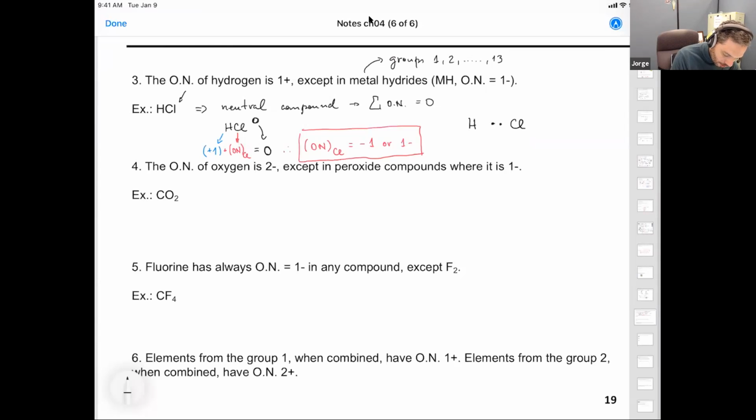So the pair of electrons being shared would be closer to the chlorine than the hydrogen. So that's why chlorine has an oxidation number of 1 minus and hydrogen 1 plus. Okay, so that is the physical meaning of oxidation numbers.